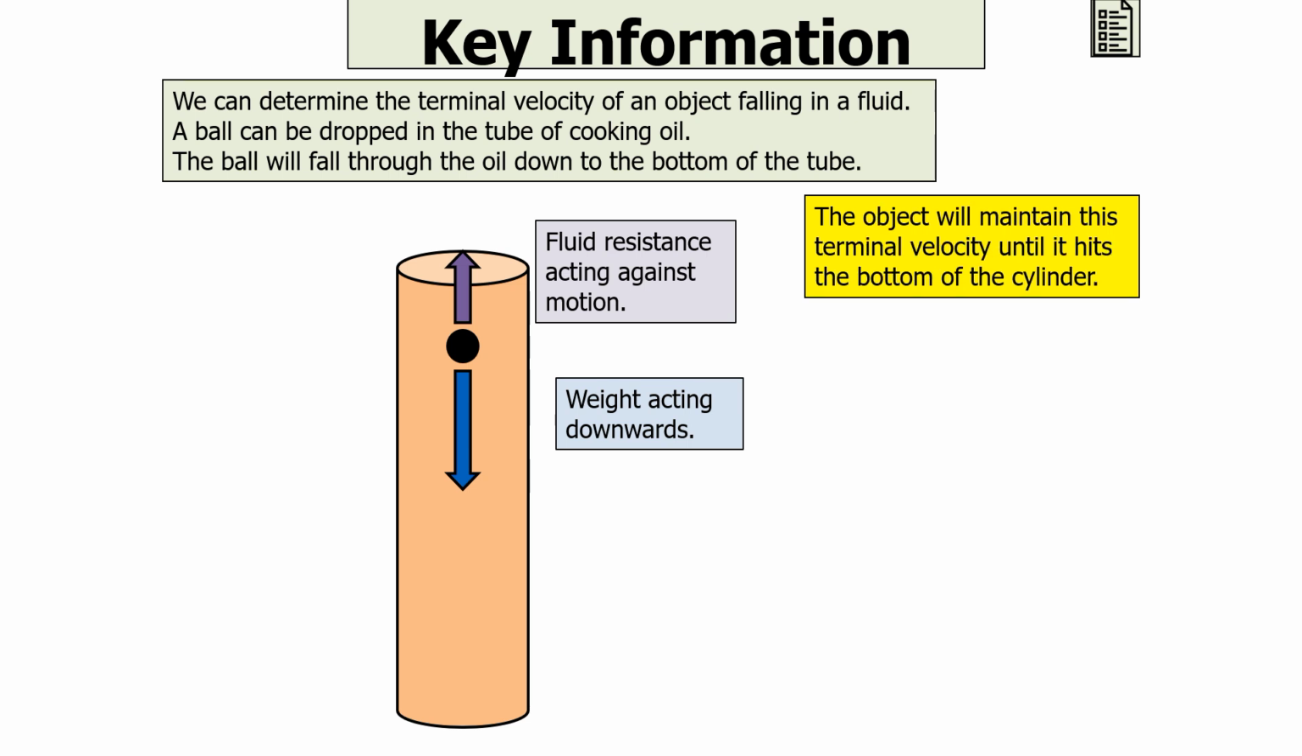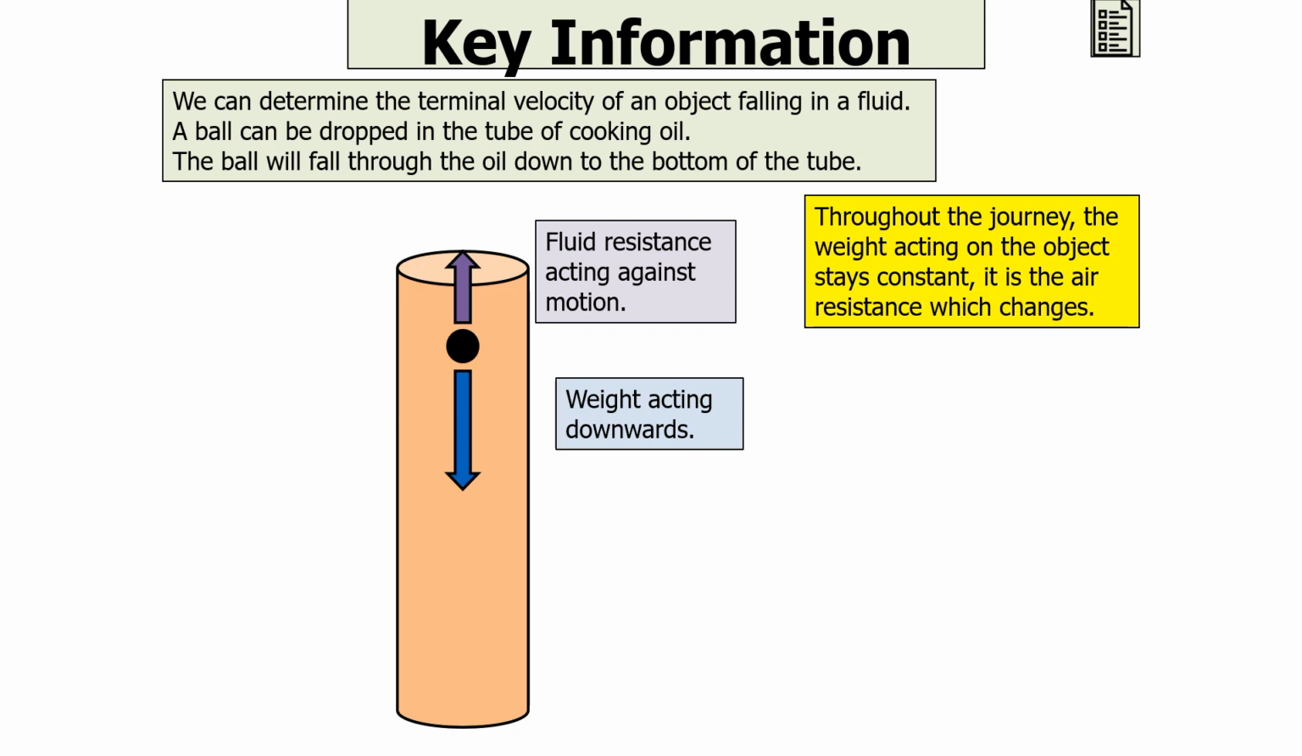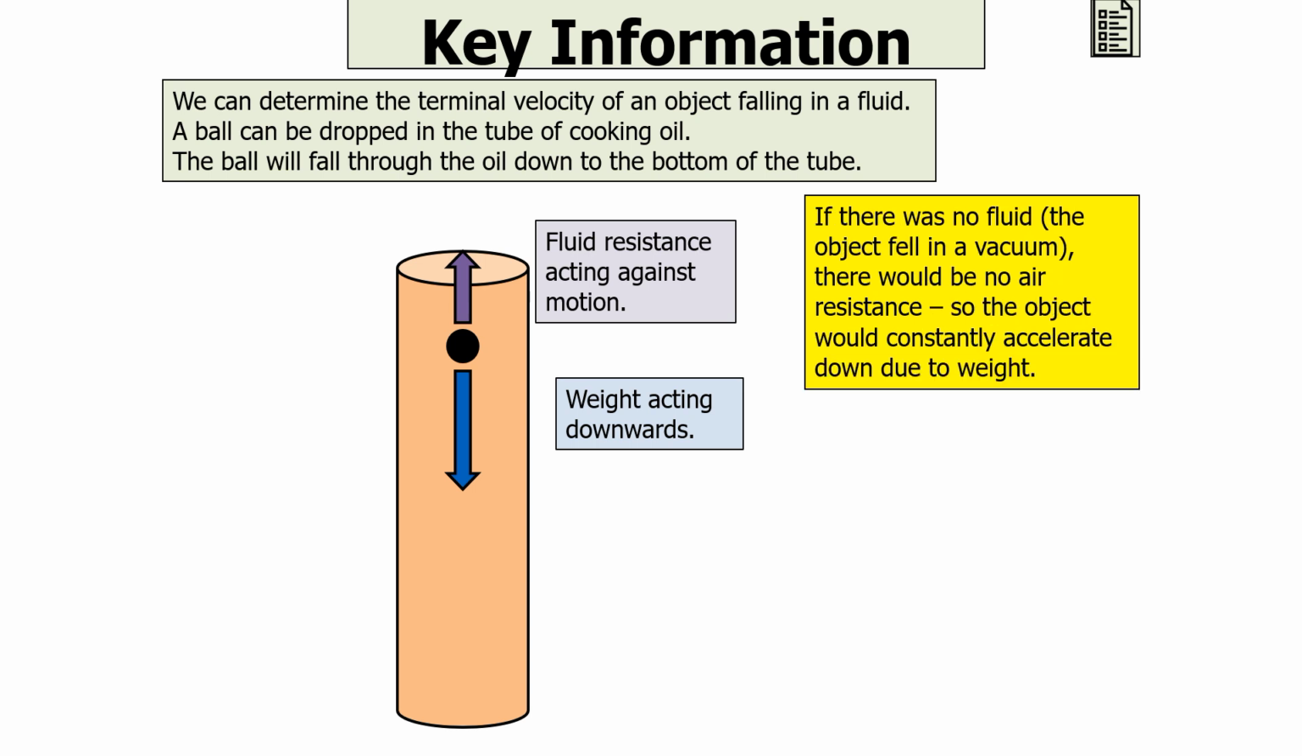Now the object will maintain this terminal velocity until it hits the bottom of the cylinder. Throughout the journey, the weight acting on the object stays constant, but the resistance it experiences changes. If there was no fluid and the object fell in a vacuum, there would be no resistance, so the object would constantly accelerate down due to weight.